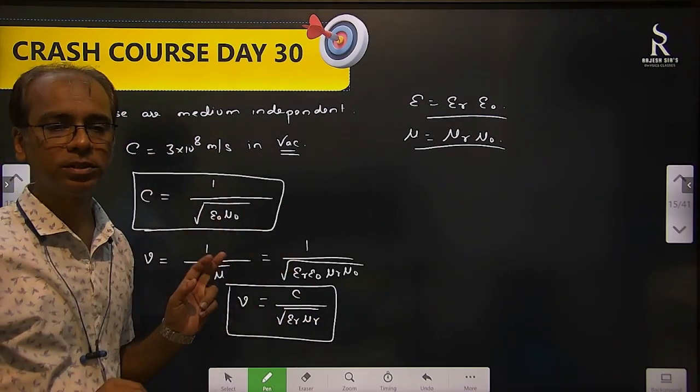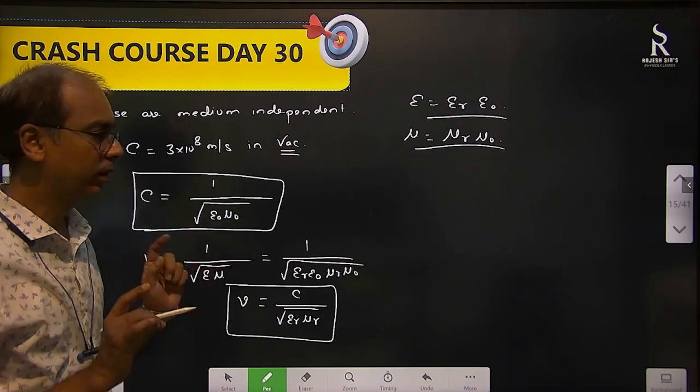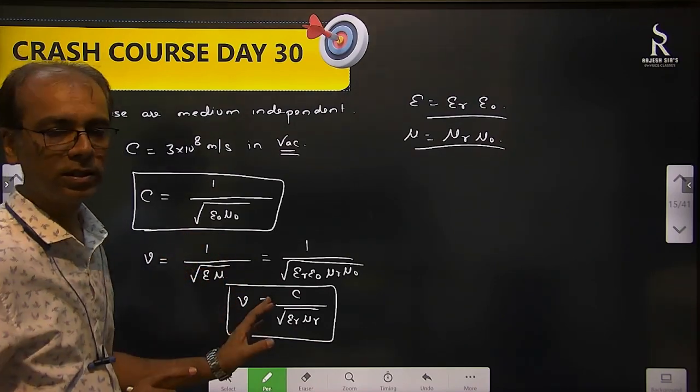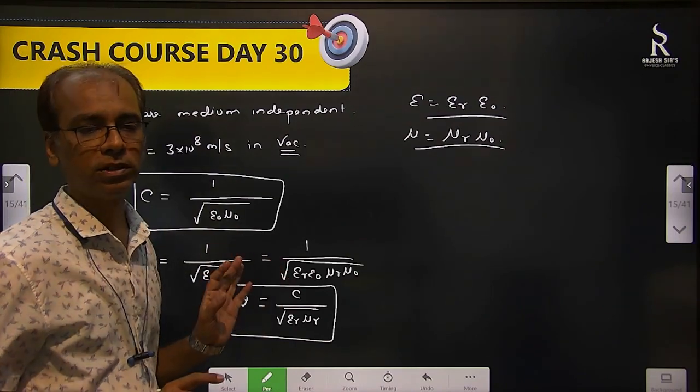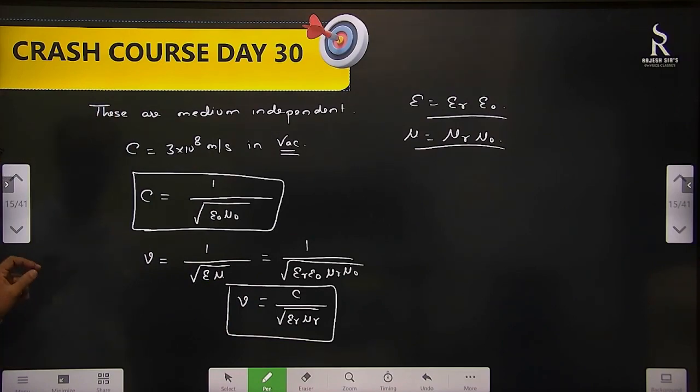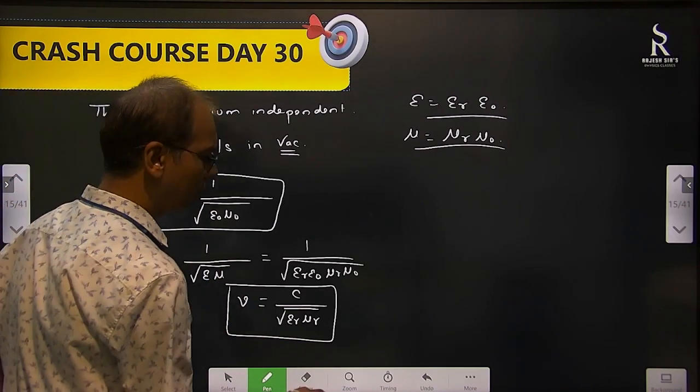Then, as the medium changes, we have studied in waves that frequency does not change. Speed changes and wavelength changes. Clear? Okay. What more do we know about this light?